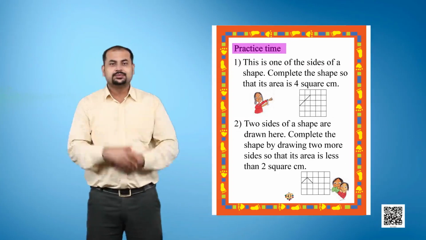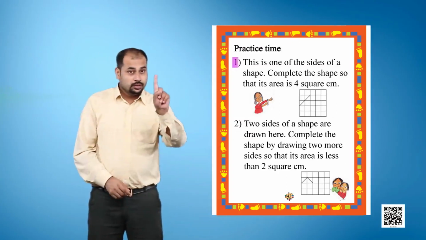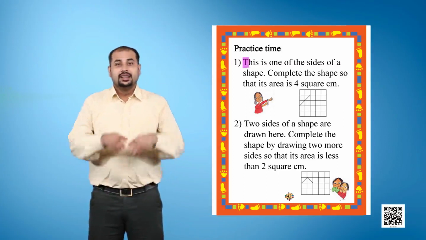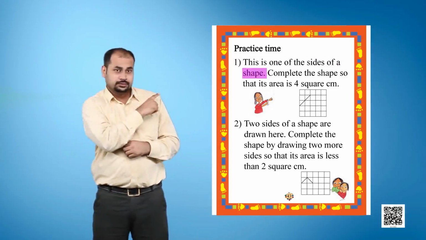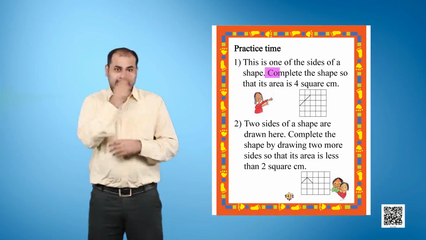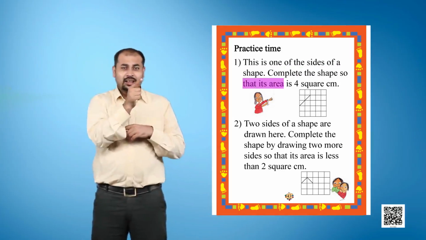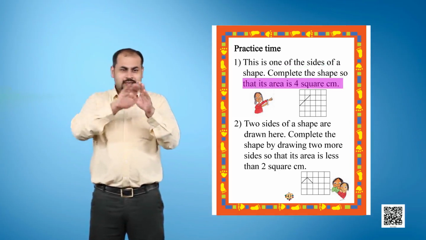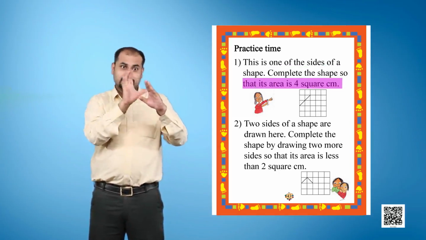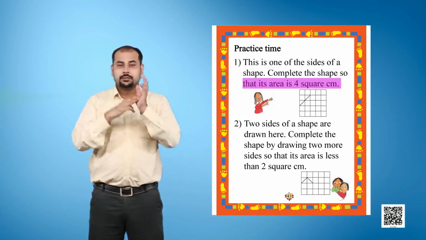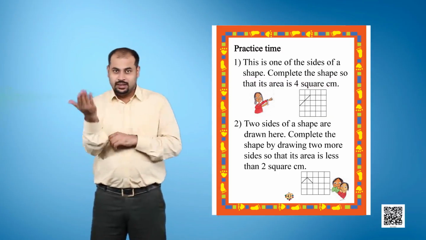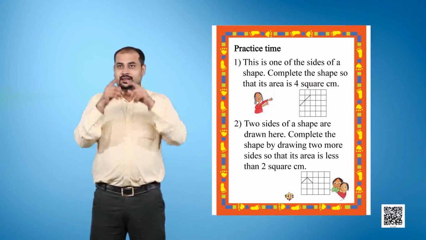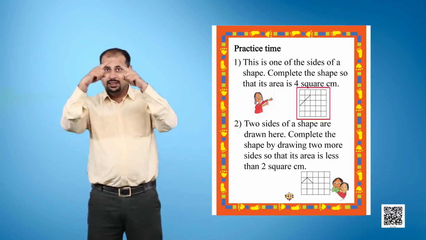Practice time. 1. This is one of the sides of a shape. Complete the shape so that its area is 4 square centimeters. To the right side of the question, we see a square grid with one sloping line drawn.